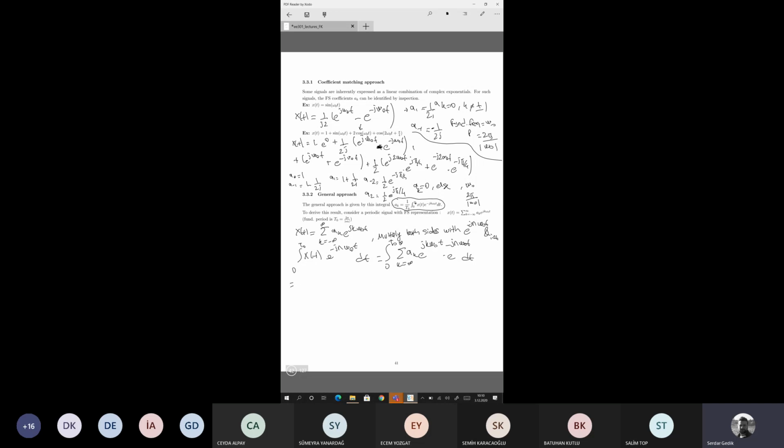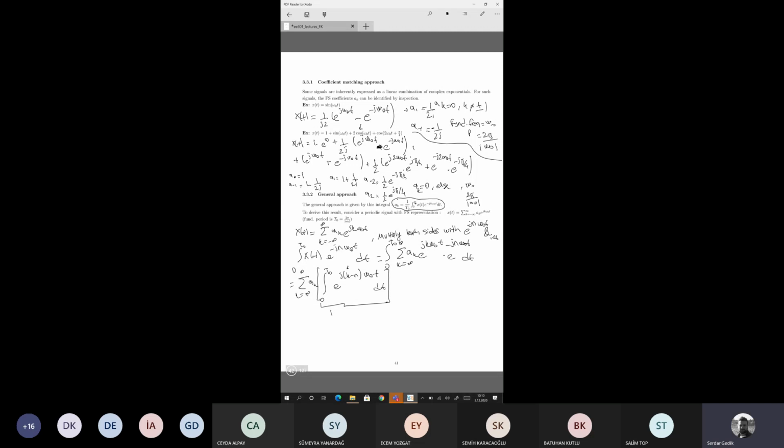It is summation k from minus infinity to plus infinity, ak, times the integral from 0 to t0 of e to the power j k minus n omega 0 t dt. Well, let's look at this term. I cannot take this term out because there is this k here and there is this k here. So actually, this is an interesting term.